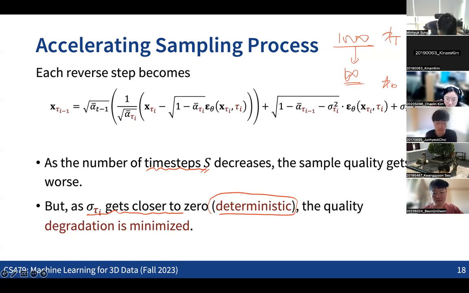So for those cases, the approximation with a fewer number of time steps becomes more accurate. Which means that we are not sacrificing the quality of the outputs that much, while also dramatically reducing the number of the samples. So that's basically what people intended with the DDIM process.